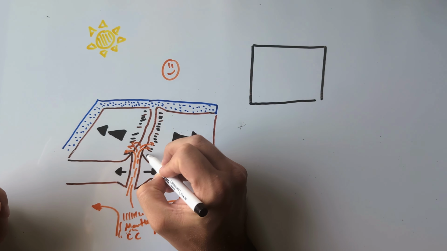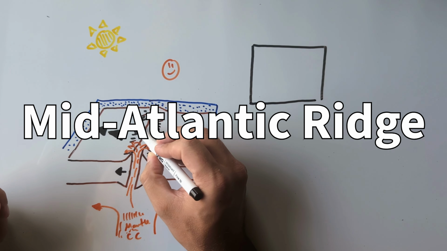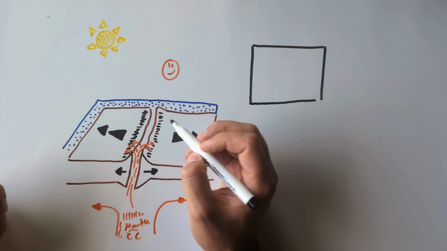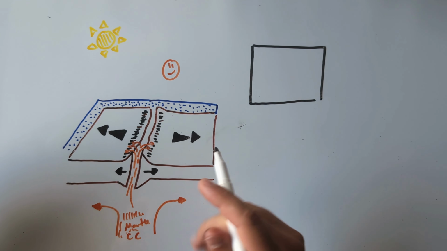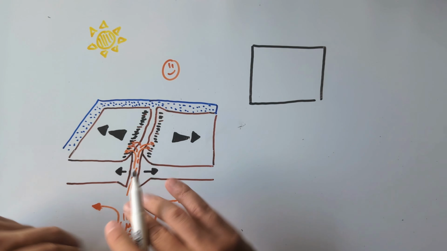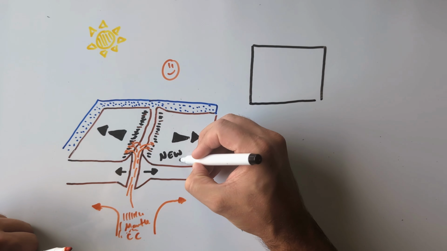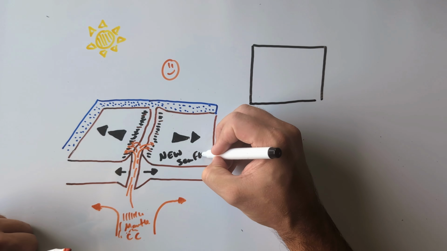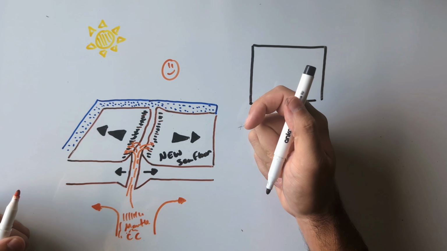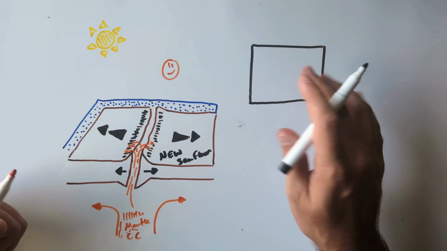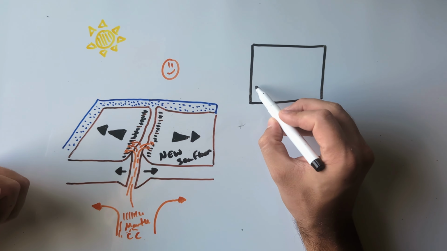The famous example is the Mid-Atlantic Ridge. It's a vastly long mountain range that stretches underneath the seafloor, because that's what happens as the magma rises up: new seafloor is created. Okay, now I'm going to go over to this cross section here and show you what happens.